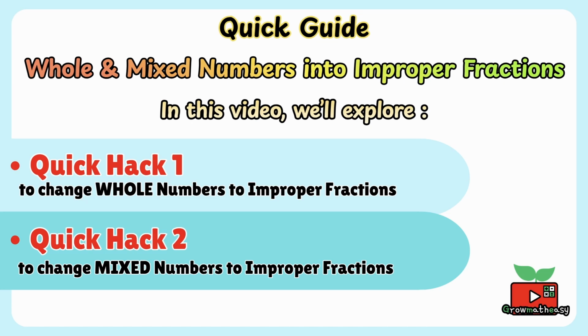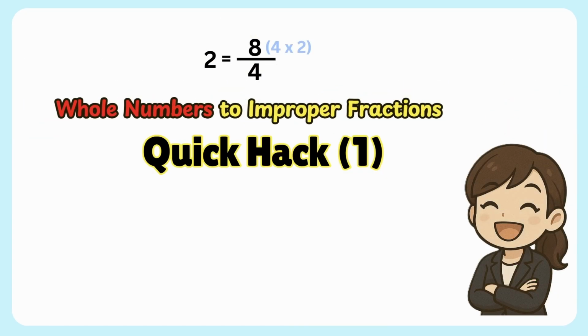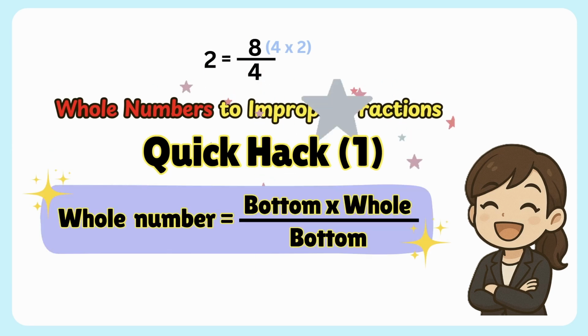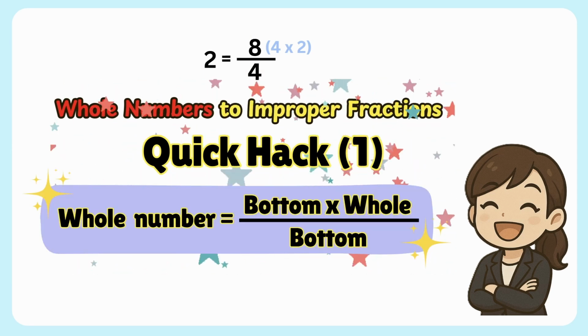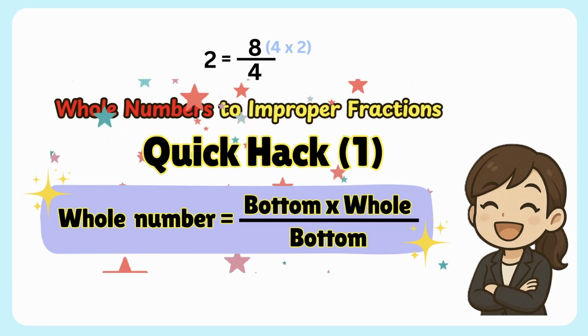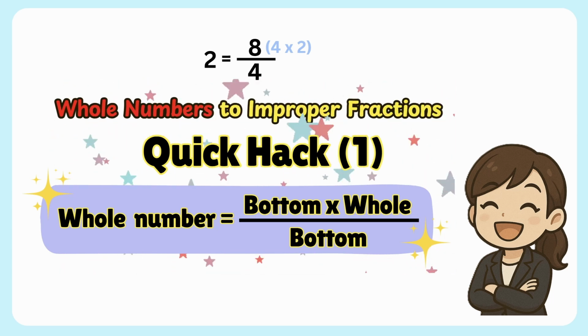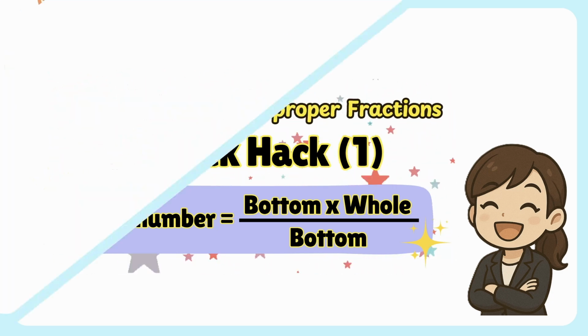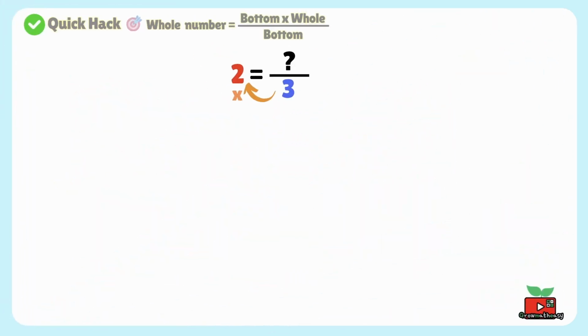Alright, let's get started with the whole numbers. Our first quick hack: to turn a whole number into an improper fraction, we keep the denominator, which is the bottom number, and then for the numerator, we multiply the bottom number by the whole number. Let's see an example. Change the whole number 2 into an improper fraction with a denominator of 3.